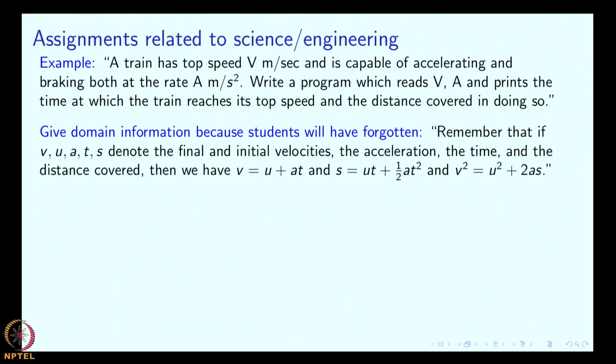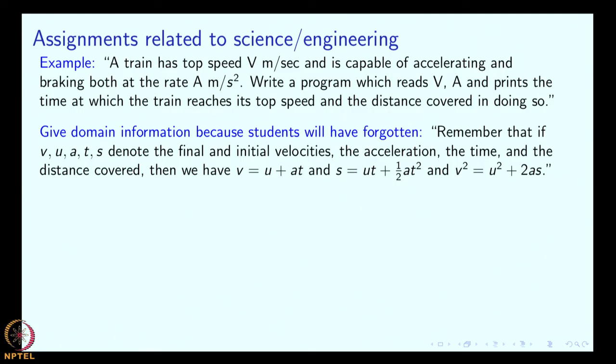Now here you may need to give the domain information because the students might have forgotten, and you are not trying to test their physics knowledge. You are trying to test their programming knowledge. So give them the physics knowledge. What they should be able to do is to use their physics knowledge in their program.